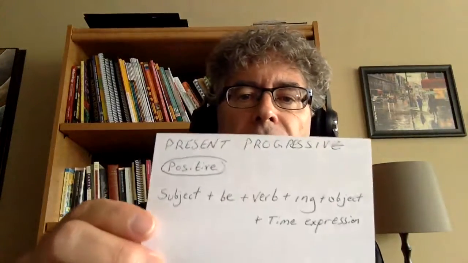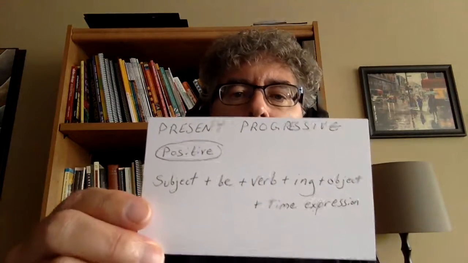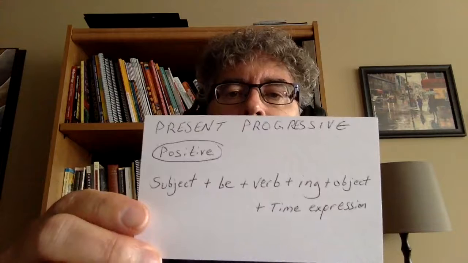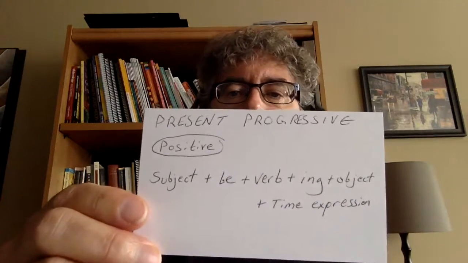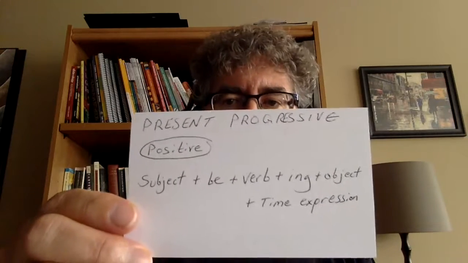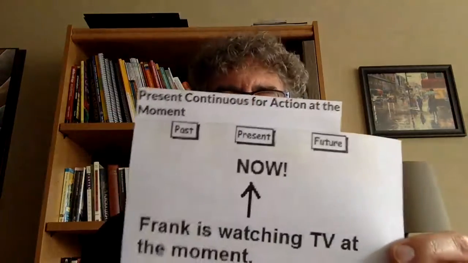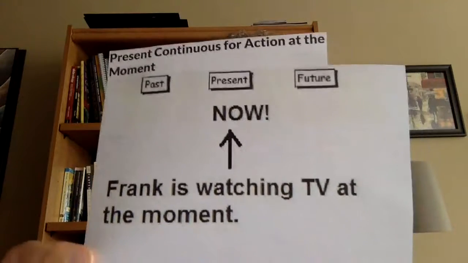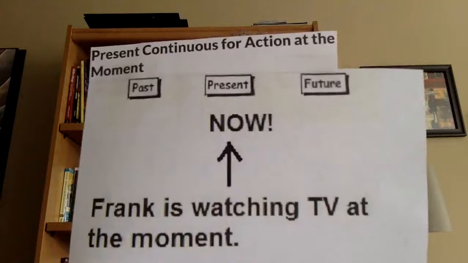So the formula we use for the present progressive in the positive way to express it, as you can see in this card I'm holding up, we have the subject, then we have a modal verb to be, then we have the verb, and then we have the suffix ending -ing on the end of that verb, plus an object, plus a time expression. So let me give you an example for present continuous action that's happening right at the moment. In this statement here, we have Frank is watching TV at the moment.